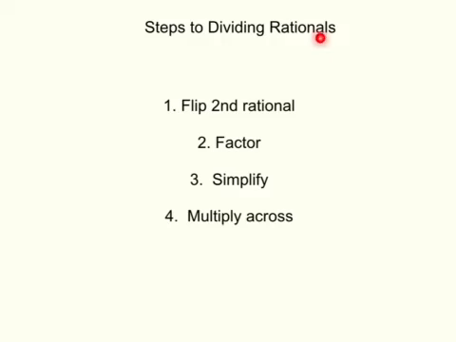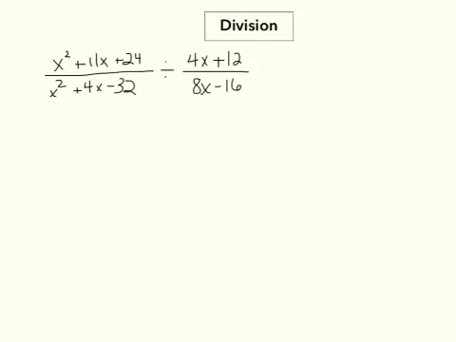So dividing rationals is similar. We just have an extra step at the beginning. We have to flip the second rational. Because when you divide fractions, remember that you end up multiplying by the reciprocal. So in order to divide fractions, you have to flip the second fraction, and then you're going to factor, simplify, multiply across. So here's an example of this.